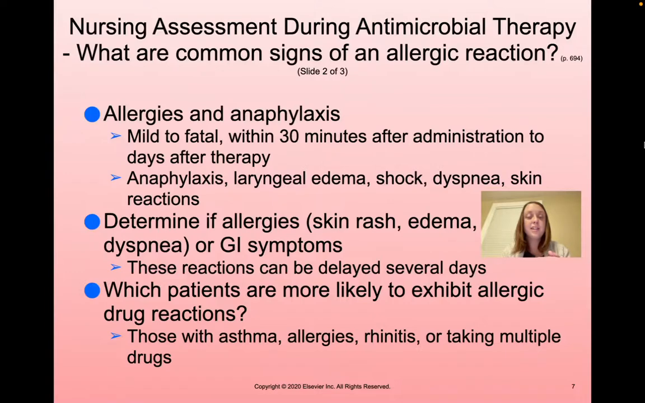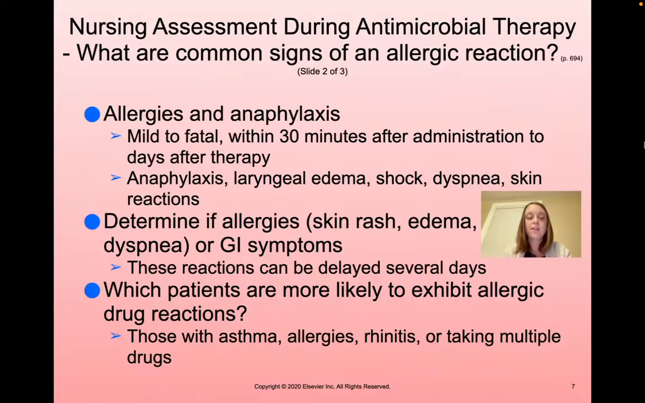So, if we're seeing things like this, we need to determine if they're allergies, like a skin rash, edema, or dyspnea, or are they GI symptoms? Which one are we experiencing? Are we experiencing an allergy, or are we experiencing something else going on? And again, these reactions can sometimes be delayed several days. So, we need to keep an eye on them for a while, especially after they're trying a drug they've never used before.